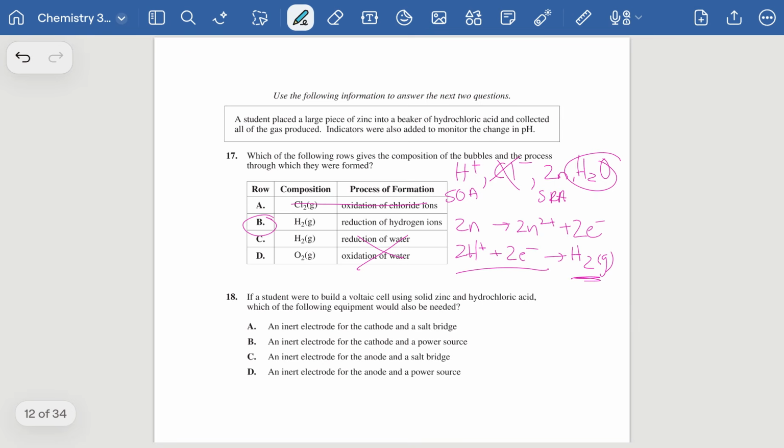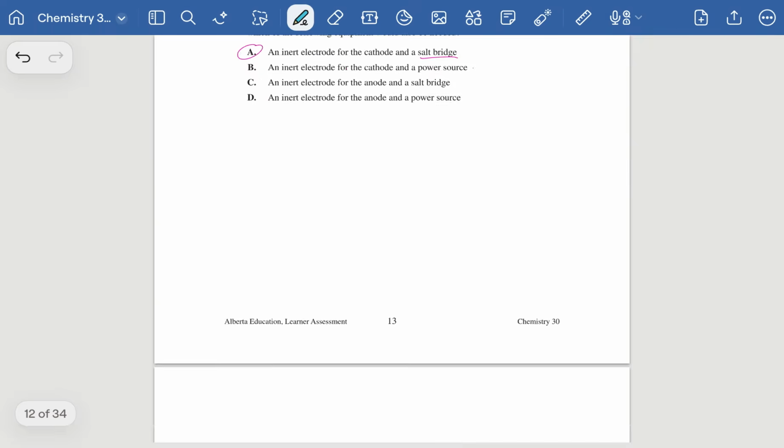Number 18 is another question that just shows that you know the theory. If a student were to build a voltaic cell using solid zinc and hydrochloric acid, which of the following equipment would you also need? So within this, because zinc is undergoing reduction, and reduction happens at the cathode, and we don't have a metal present, we would need an inert electrode at the cathode, and also that salt bridge to complete the cell. So the answer is A. When it's asking you about the power source, you really are trying to see if this is spontaneous or non-spontaneous. And from placement of your half reactions up here, you would know that your OA is higher on your table than your RA, so it's spontaneous.